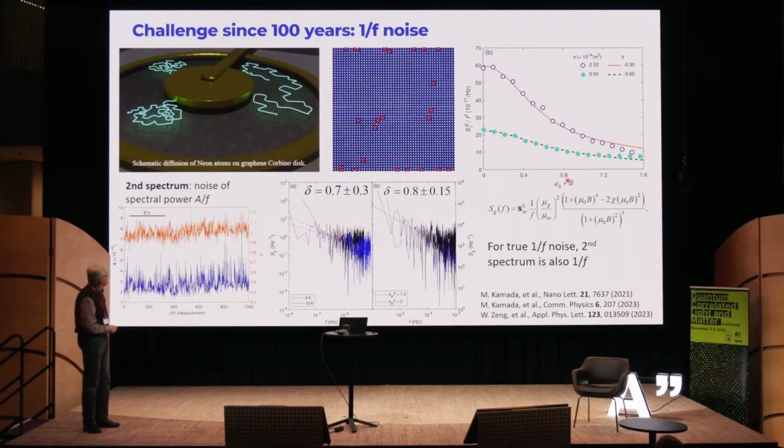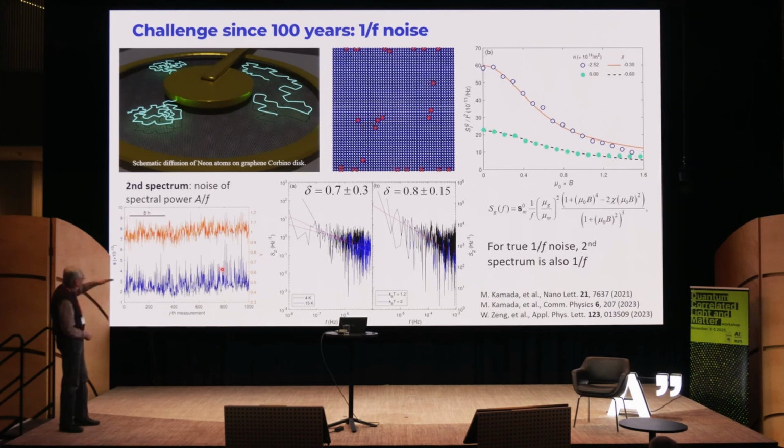We have also studied the noise of the noise. So here, these are traces of the noise spectra. So each point here is one noise spectrum. And we then look how the noise varies with time. So this is a so-called second spectrum. So it's a noise of the noise.